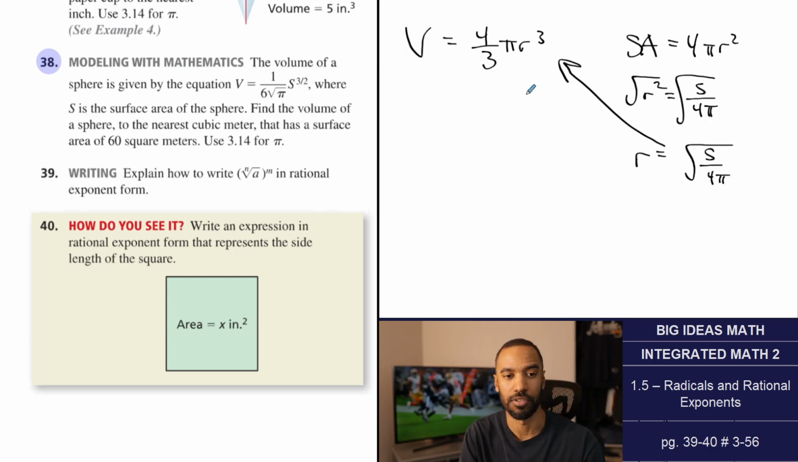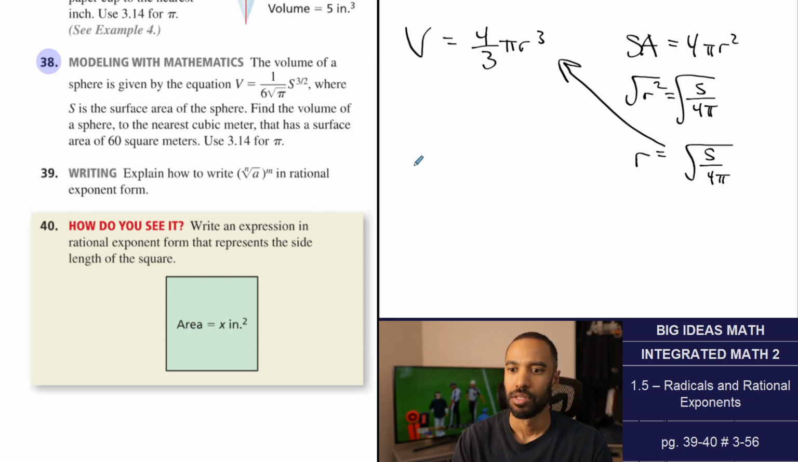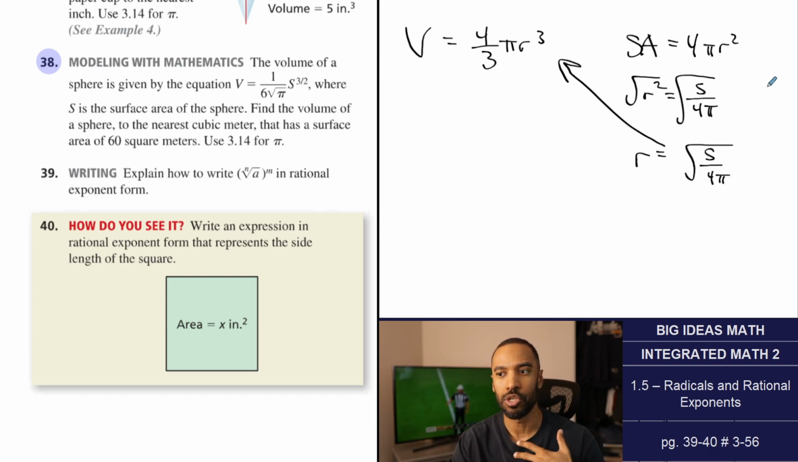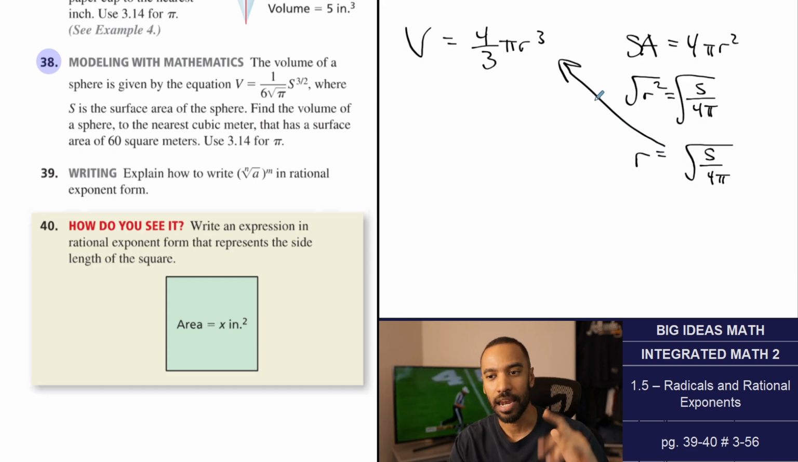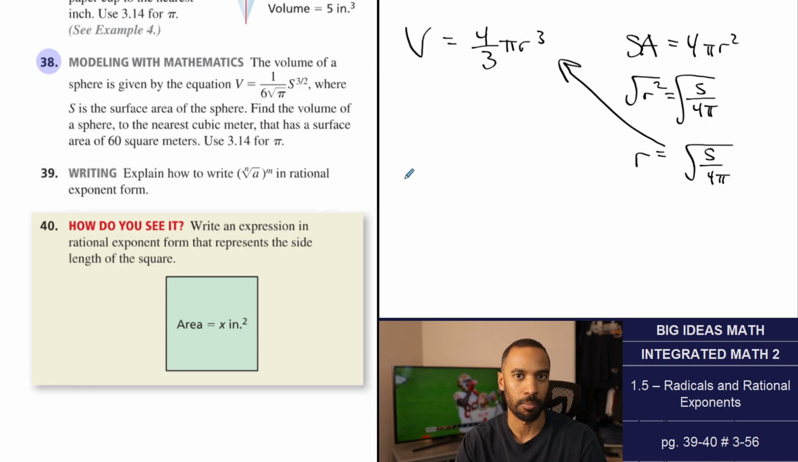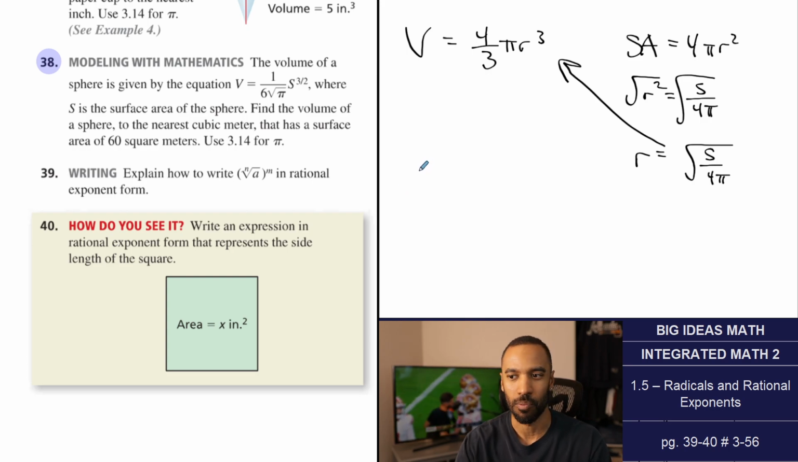Now, S is the surface area. Find the volume of a sphere to the nearest cubic meter that has a surface area of 60 square meters. Okay. And there are other ways, by the way, I would do this. If I had the surface area, I would use it to get the radius, and then I would plug that radius into here. So, yes, that literally is what that formula is for. Instead of teaching you what the volume and surface area formulas are for this, you can just practice your radical thing straight up, I guess.